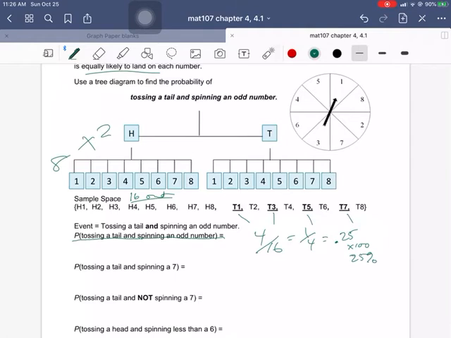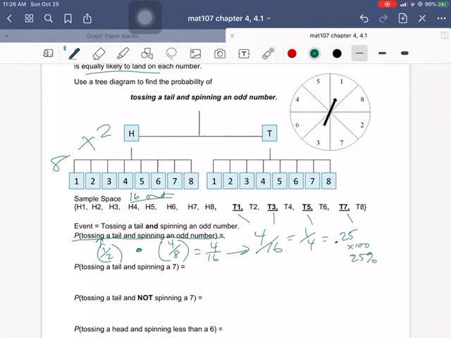Okay? You can also think about it as the probability of tossing a tail is 1 out of the 2 choices. The probability of spinning an odd number is 4 out of the 8. Okay? And if you multiply them together, you're going to get 4 over 16. Let's multiply, so however you want to think about it.